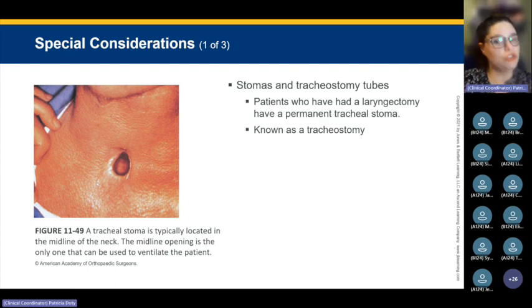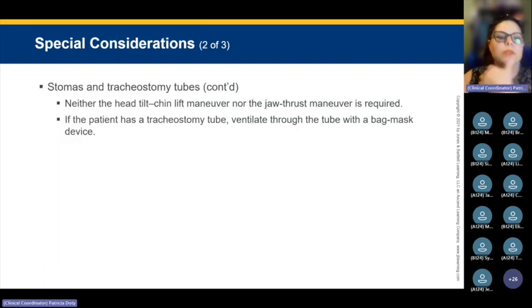So we have stomas and tracheostomy tubes. Patients who have a laryngectomy have a permanent tracheal stoma, which is the opening of the neck that connects the trachea directly to the skin. And that is what that looks like right there. Neither the head tilt chin lift nor the jaw thrust maneuver is required at this point, because we don't have to worry about moving the tongue out of the way. We're not even doing anything here, okay? If the patient has a trach tube, ventilate through the tube with a bag valve mask.